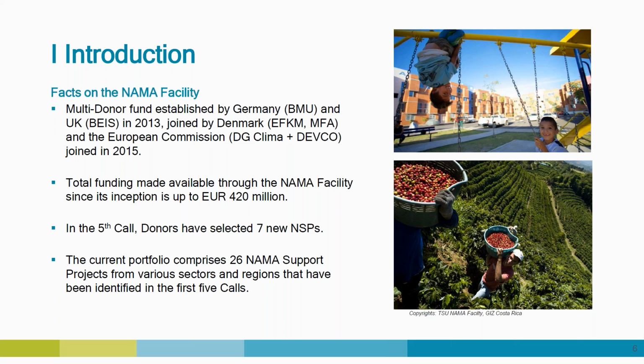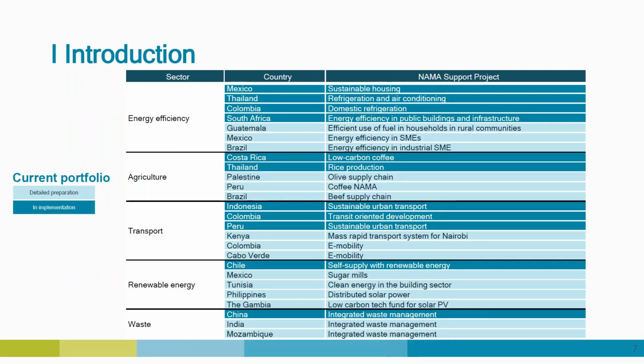In the previous fifth call, our donors quite recently selected 7 new NAMA support projects and made funding available for supporting the detailed preparation. Our current portfolio thus comprises 26 NAMA support projects, which have been identified in the first 5 calls. And on this slide, you have an overview of our current portfolio of projects.